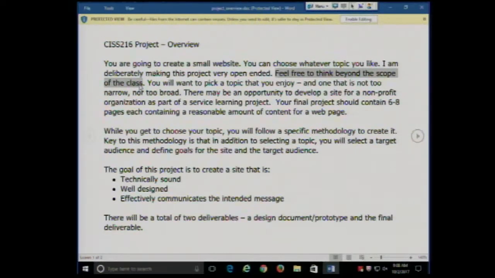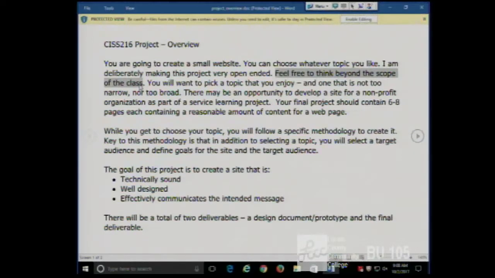There may be an opportunity to develop a site for a nonprofit organization as part of a service learning project. That doesn't seem to be happening this semester. This happens some semesters. If you have something you want to suggest on your own, for example, if you belong to a club or organization that needs a website developed, by all means, you can do that as your project. Your final project should contain 6 to 8 pages, each containing a reasonable amount of content.